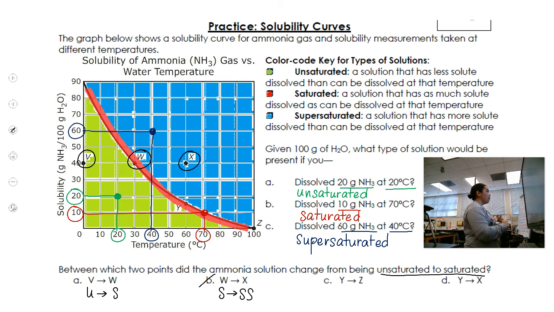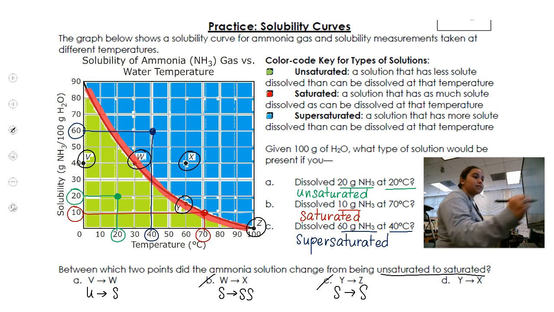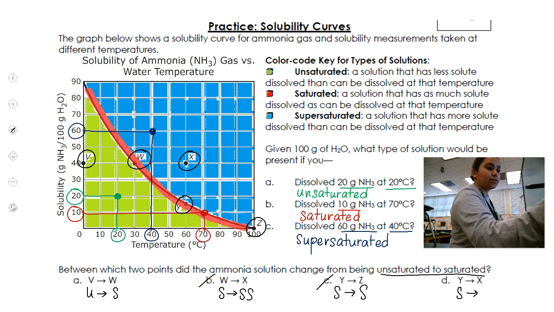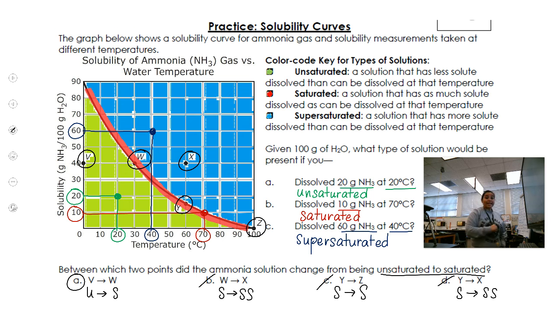We're going to check point Y. Point Y is along the line, so then that's saturated. And then point Z, also along the line, so that's just saturated to saturated because it's all along the line. And then Y, we said, is on the line, that's saturated. And X is supersaturated. So that goes saturated to supersaturated. So that's not the correct answer. The correct answer is A.